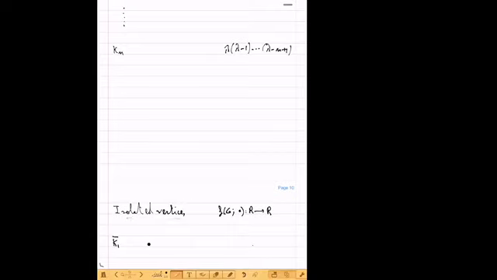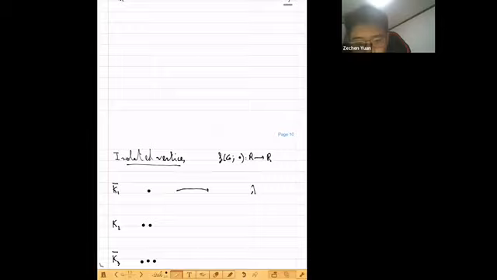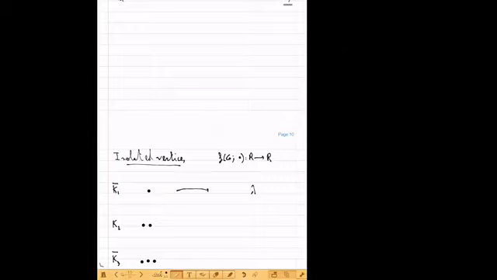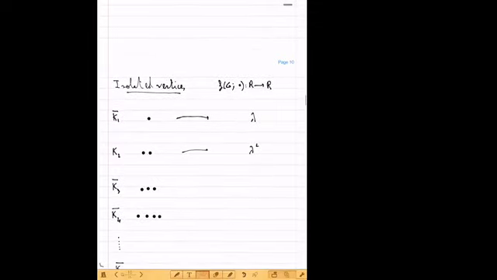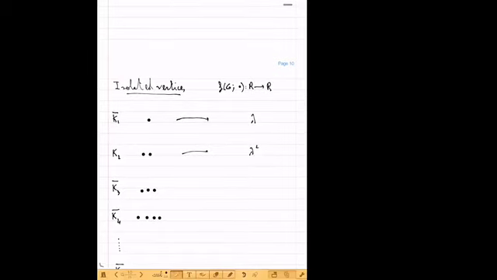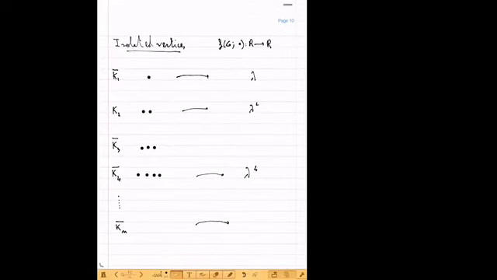Which means no edges. Now, if I have only one vertex, how many different ways can I color this vertex? Still lambda. What if we have two vertices with no edges? Lambda square. And then three vertices, cubic, lambda cubed. Four vertices, lambda to the fourth, and so on. It turns out that those two simple families of graphs are enough to find the number of colorings for any graph by doing this procedure.